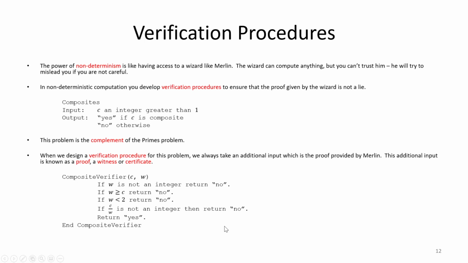But the verifier that we're going to build is always going to have this structure, where basically what we're going to do is test, test, test, test, test. If we fail any test, we say no. No, no, no, no, no, all the way along. But if we pass all the tests, then you've convinced us, and we'll say yes, it's composite. Now here we want to make sure there's no way that Merlin can trick us.